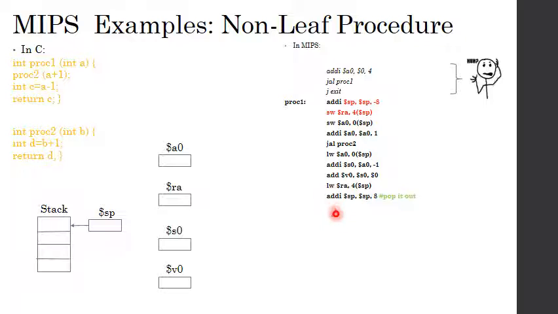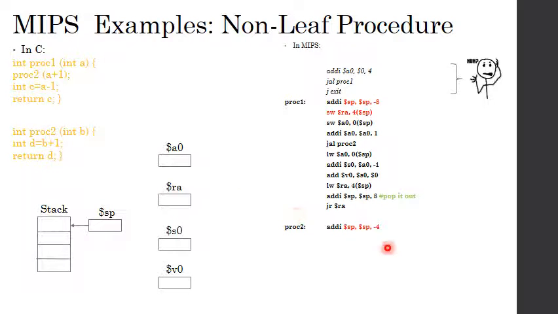Now that I've done that, all I need to do is transfer the control back to the main function through jump register with the value of RA, the original value of RA that I popped. That's it. I'm done with procedure 1. Let's go and check what happens in procedure 2.